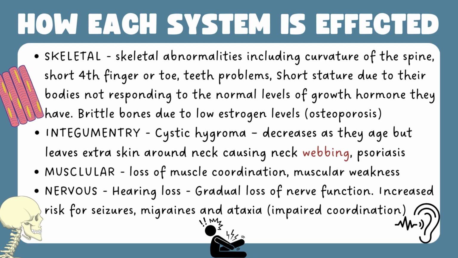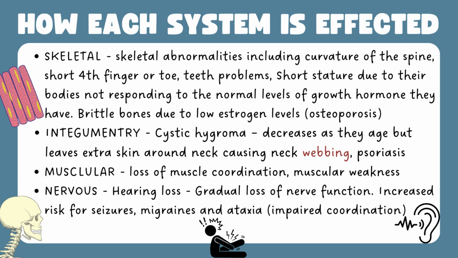How each system is affected. In the skeletal system, abnormalities including curvature of the spine, a short fourth finger or toe, teeth problems, and short stature can be seen. This can be due to their bodies not responding to the normal levels of growth hormone they have. Brittle bones are also seen due to low estrogen levels and may lead to osteoporosis.